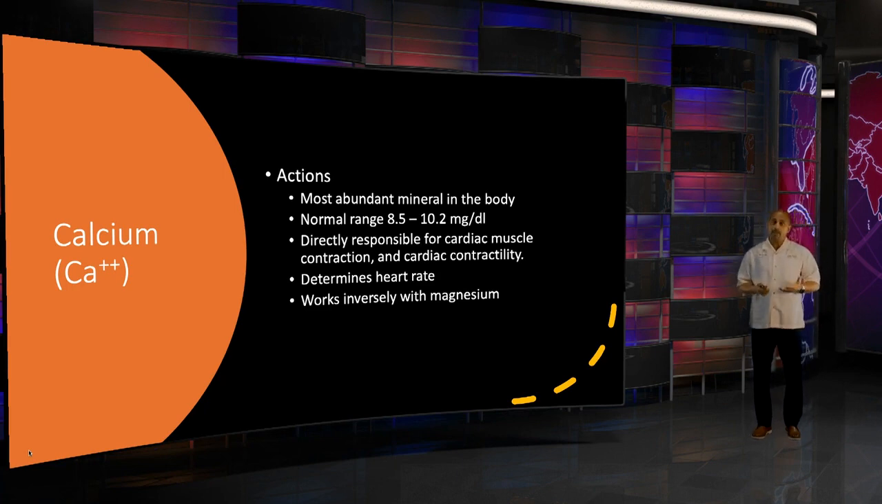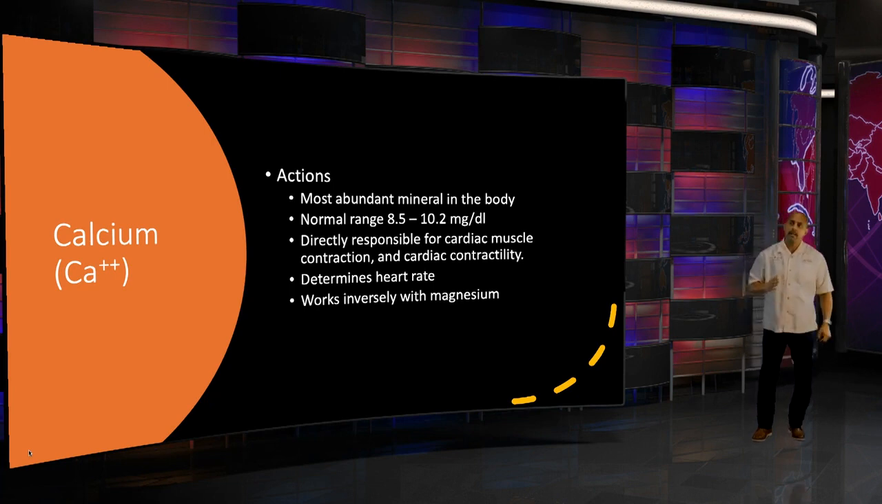So we can start producing a lot. So a normal range is 8.5 to about 10.2 milligrams per deciliter. That's how it's measured, all right? And it's responsible, again, for the force of contractility. So it determines rate, determines the working of the heart, how it works. And it works directly or indirectly with magnesium, which is also another mineral that's essential. You need this stuff, all right?